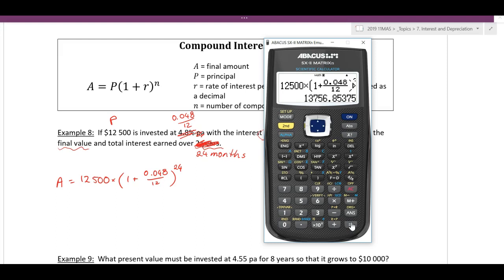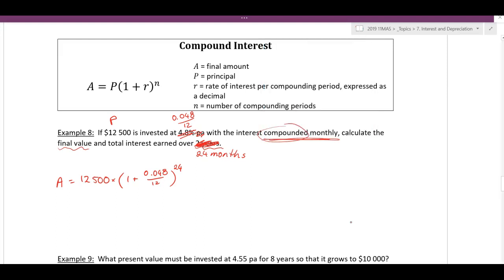13,756.85. And a little bit of common sense here. We have a look. Started with 12,500, ended up with a little bit more. So that's good. That is my final value, done.